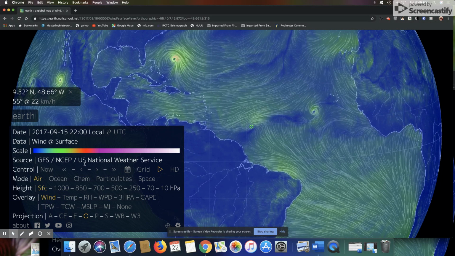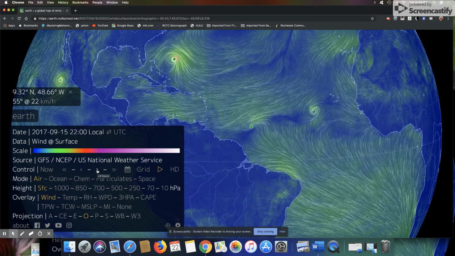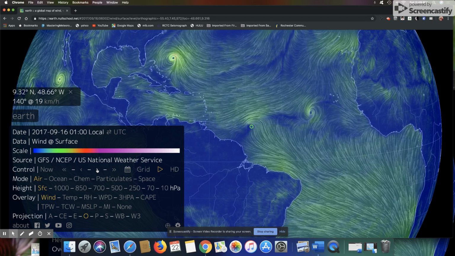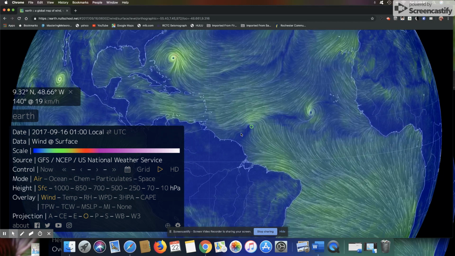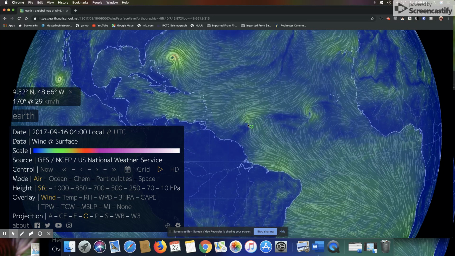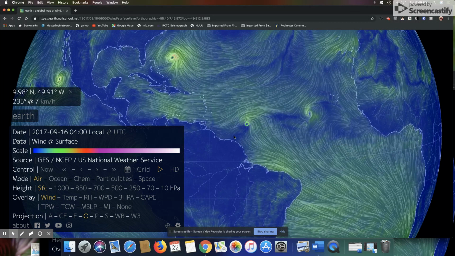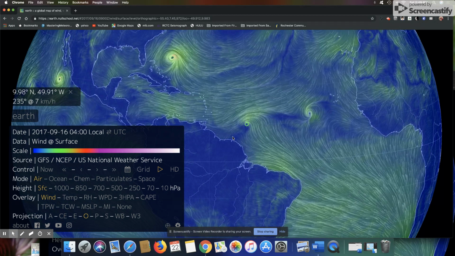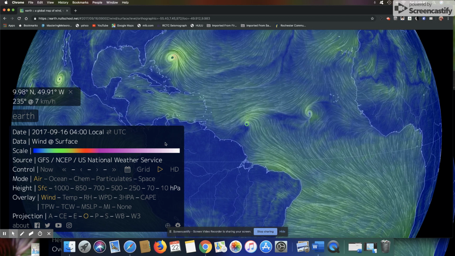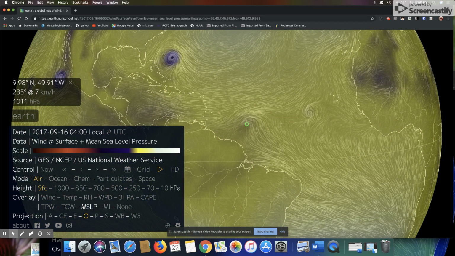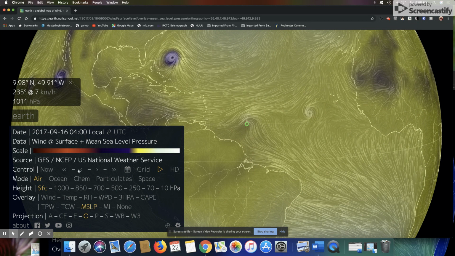So let's see what happens if we step forward a few hours here. So we'll just step forward here, and now you can see that little easterly wave even better. Let's step forward a little bit more. And now you can see it's starting to have a little bit of this rotation to it. So let's check the pressure then. We can change this to mean sea level pressure. And can't really see too much yet.